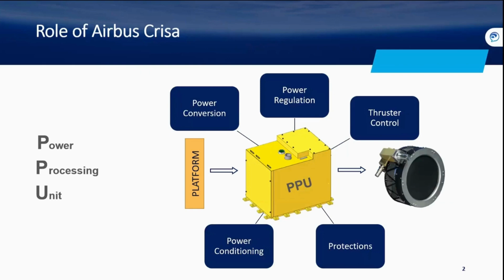We also read telemetries and provide control signals to operate the thruster, and the PPU also includes safety features such as overcurrent, overvoltage, and overtemperature protections to ensure that the thruster and the spacecraft are protected from any damage in case of failure.